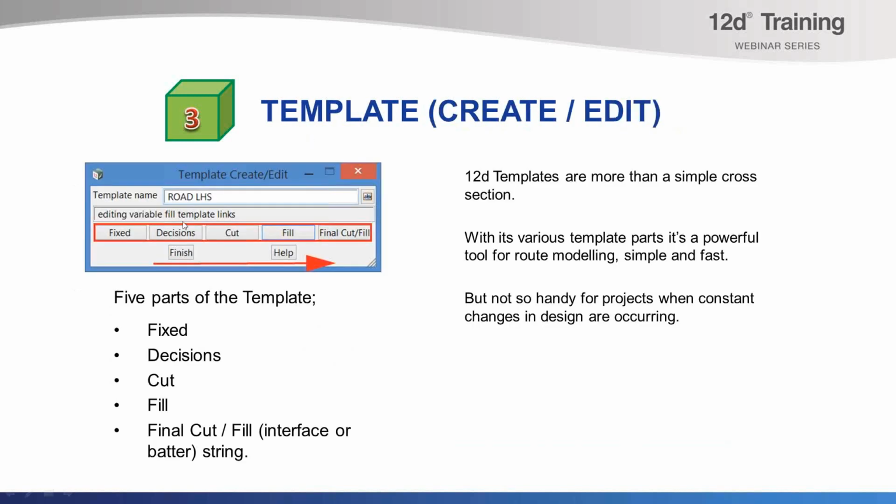Now when the template's created, it does basically follow through the menus from left to right. It produces all the fixed strings or links. It goes through decisions, cut, fill, and then it gets into the final battering where it'll do the final cut and fill slopes for you. They are fairly simple to create and edit if you need to, but they're quite powerful with these decisions where 12D will actually go through, and if you've coded it so it knows about different rock stratas or different situations, the templates can adjust themselves automatically for you as it goes.